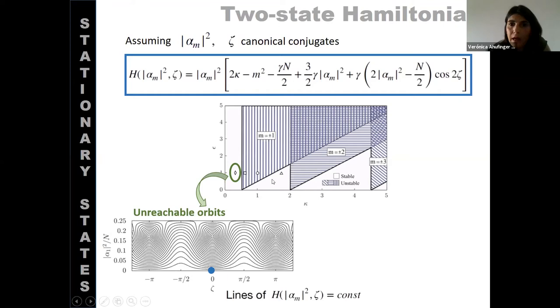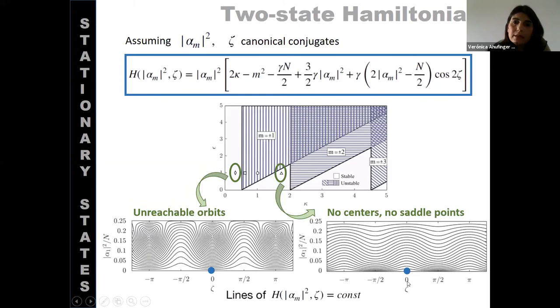We have also found another kind of possibility: the situation in which we don't have centers and we don't have saddle points. So in this case, the stationary solution that we are considering will also be stable.